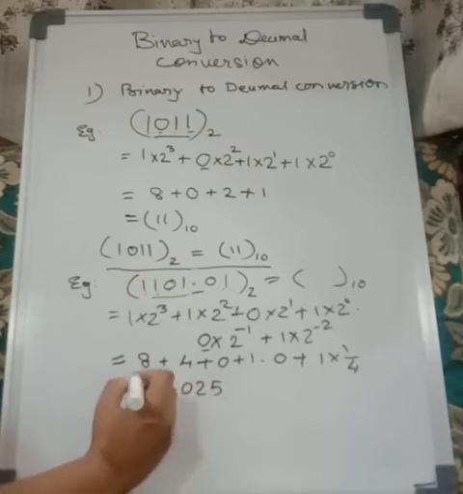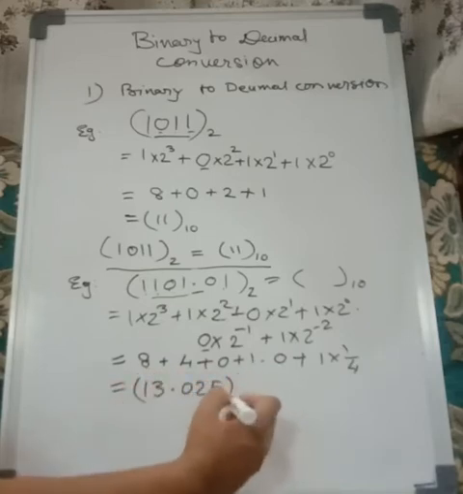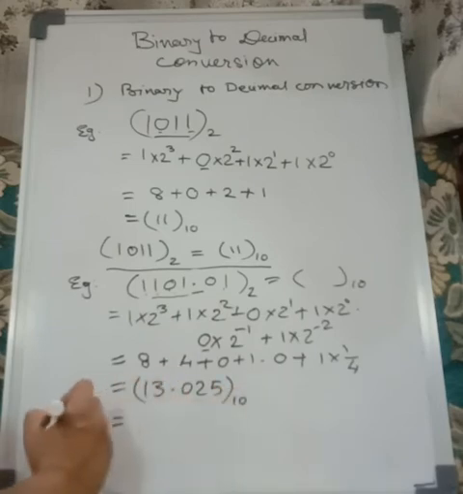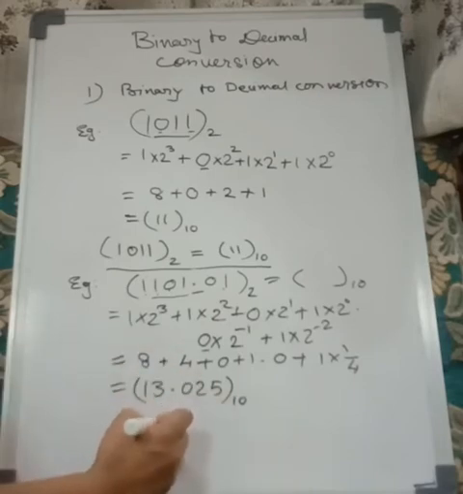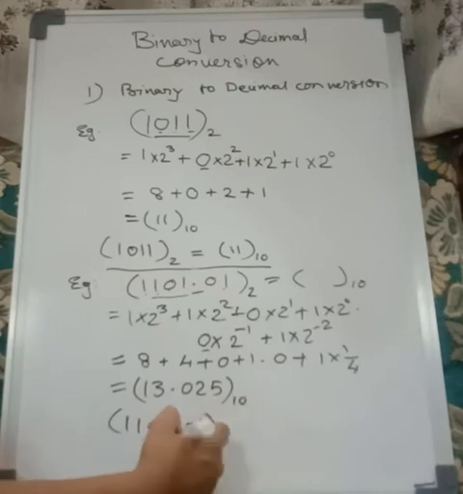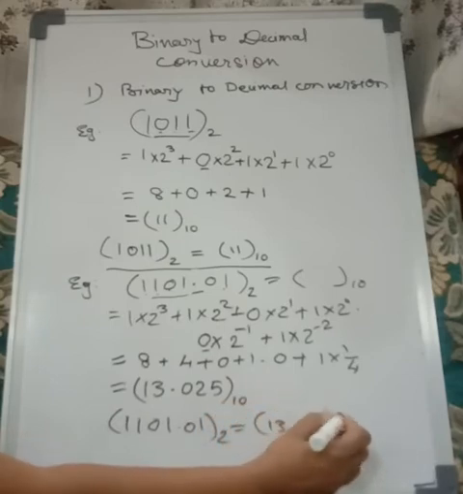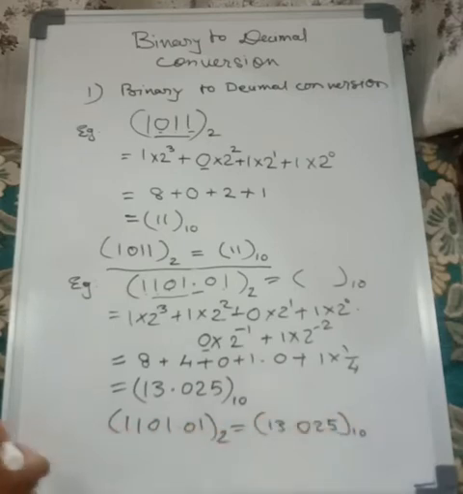Now this is the number in decimal number system. So we can write 1101.01, which is a binary number with a decimal point, and it can be written as 13.25 in decimal number system. So this is all about binary to decimal conversion.